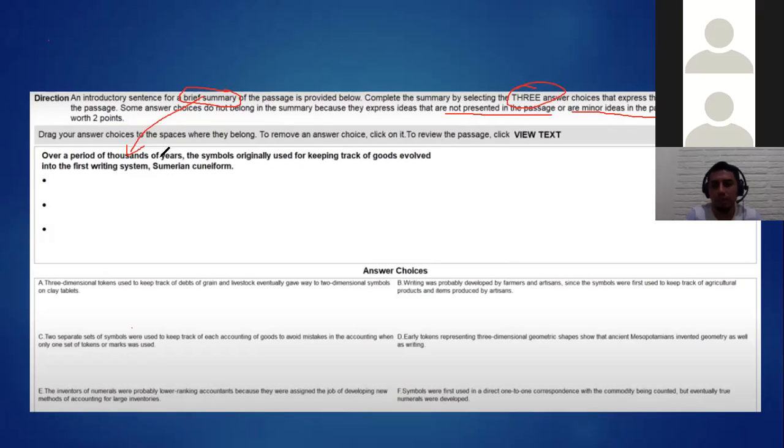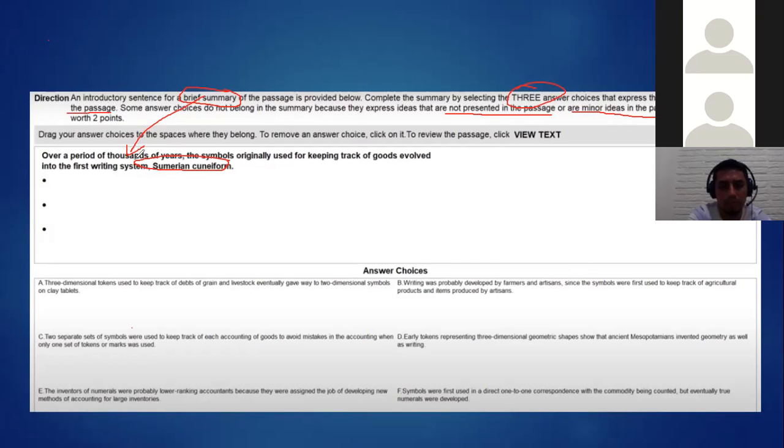Over a period of thousands of years, the symbols originally used for keeping track of goods evolved into the first writing system, Sumerian cuneiform. Cuneiform se pronuncia this. Okay. Very good. So, ¿qué me están dando? A summary. Okay. Everything that I choose, I have to choose three answers. They have to express the most important ideas in the passage.